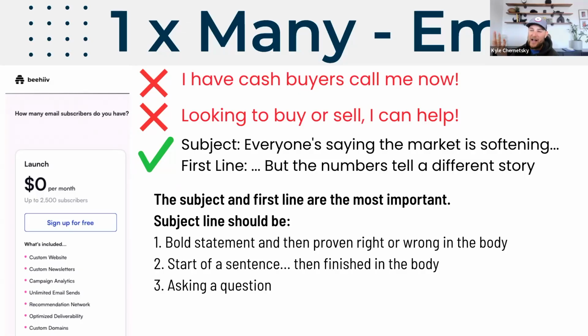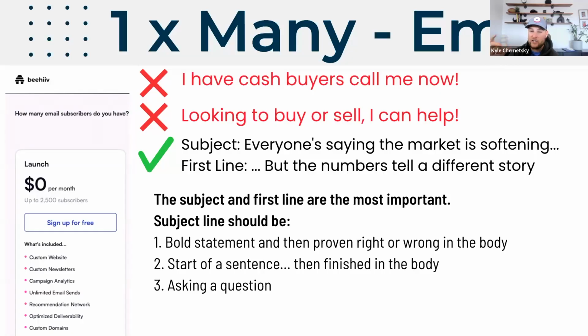So the 3 strategies you can use for subject lines are a bold statement, and then either prove that correct or prove that wrong in the email. Start a sentence and then finish it in the body, like I did here. Or just ask an open-ended question and then answer that question in the body. If you utilize one of these 3 different strategies, it becomes very easy.